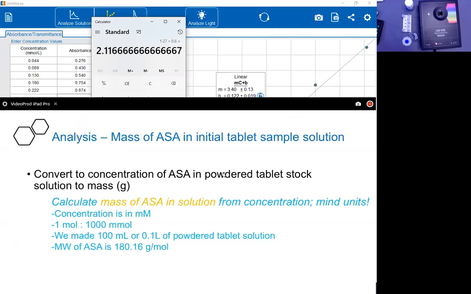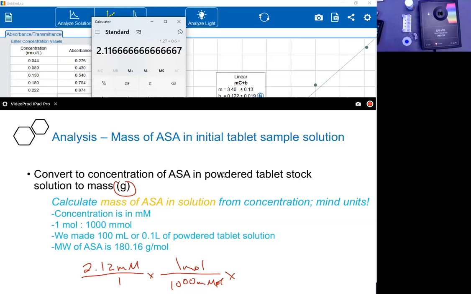Because now I have to convert that 2.12 millimolar. I've got to get that into grams, but I've got to worry about units. Okay, so first I'm going to change millimolars back to moles. So there are 1,000 millimoles in 1 mole.